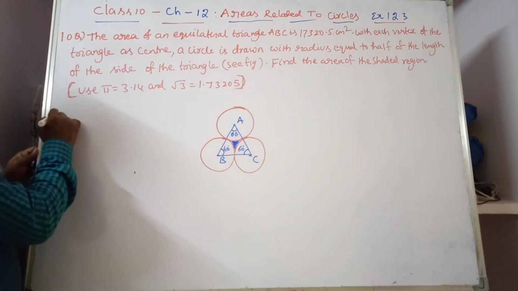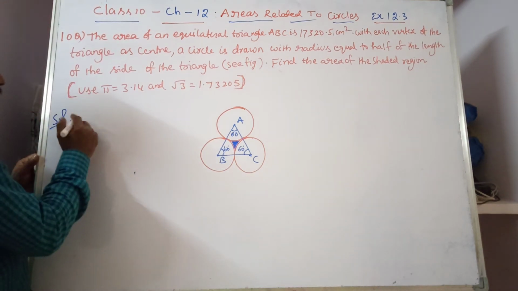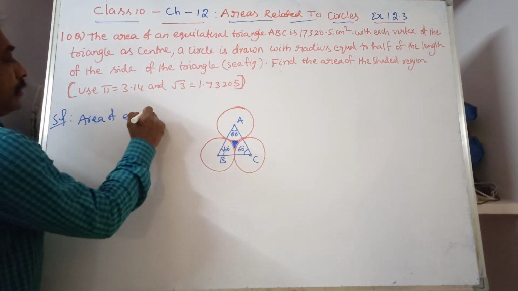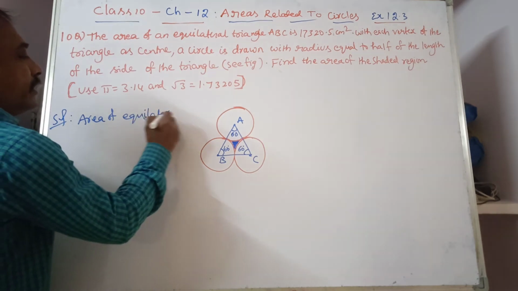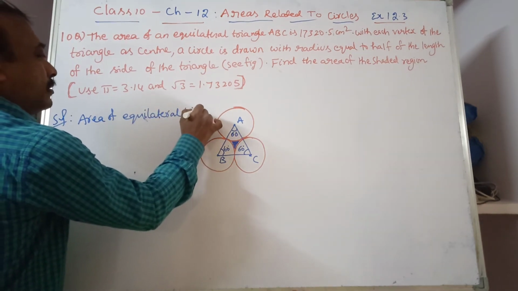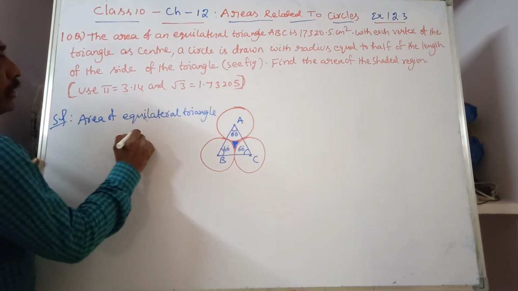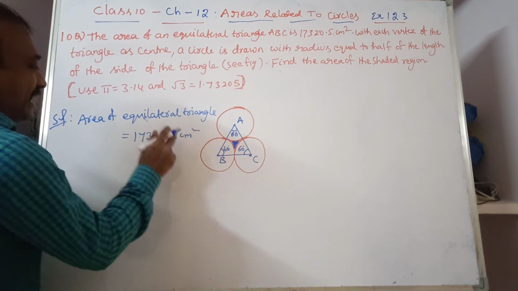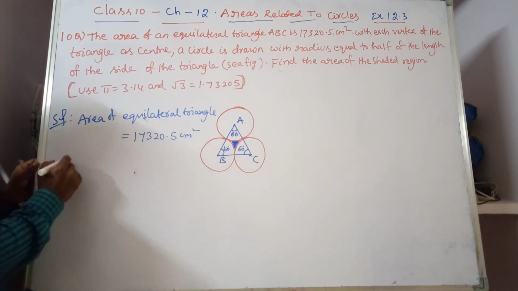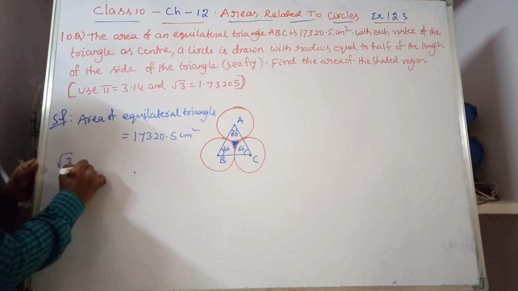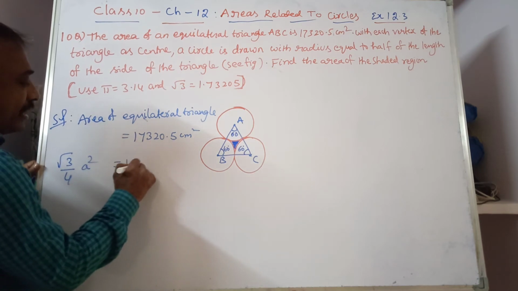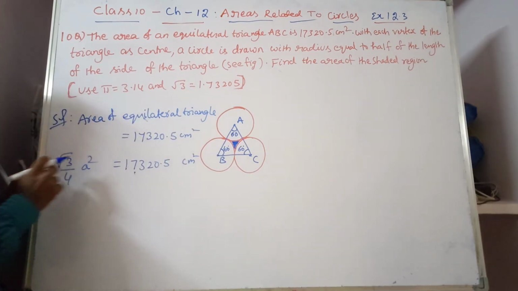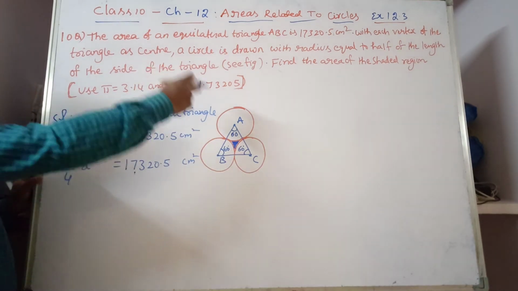Listen carefully. Solution. Area of equilateral triangle is equal to 17,320.5 centimeters square, that is given in the question. Now we know the formula, that is root 3 by 4 a square is equal to 17,320.5 centimeters square. What is A? A is nothing but the side of the equilateral triangle.